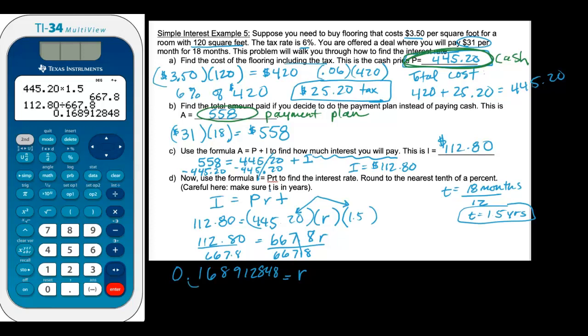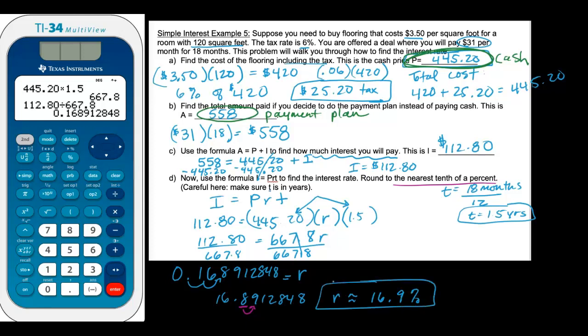So I'm going to move the decimal two spots to the right. So I get 16.8912848. And then I look for my rounding direction. It says round to the nearest tenth of a percent. So that's one digit after the decimal. I look to the right, it's a 9. So that 9 tells me to bump that 8 up to a 9. So the rate is approximately 16.9%.